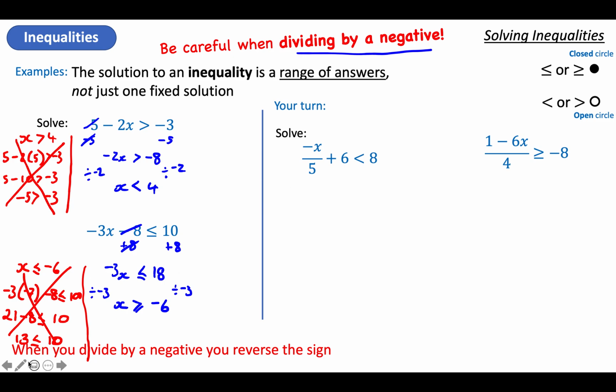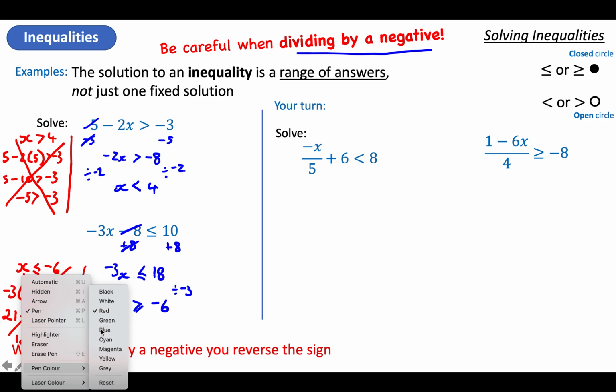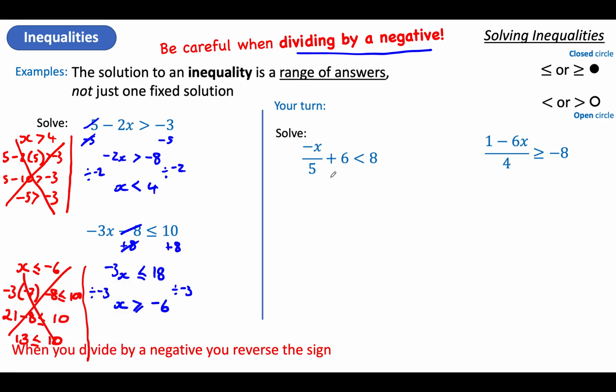So let's go back to my blue. We are going to take away 6 from both sides. 8 take away 6 is 2. And the left-hand side is now -x divided by 5. I'm going to times by 5. So the right-hand side is 10. The left-hand side is -x.